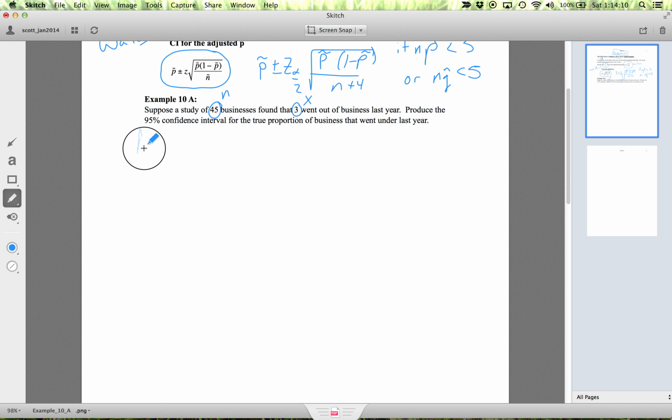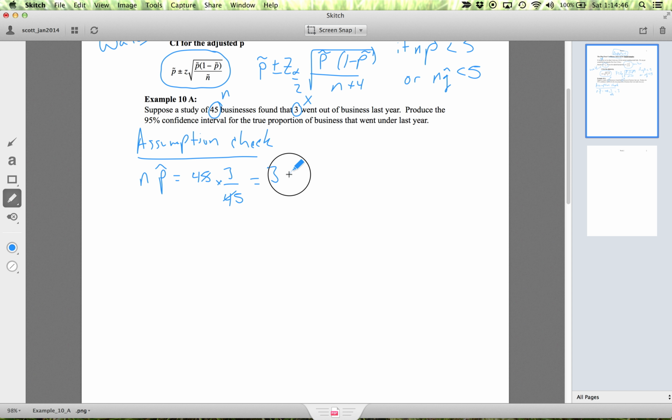Okay, so the first thing you should do is this assumption check. We want to know whether or not we're using the Wilson or the Wald. So we go n multiplied by p hat. Here n is 45, and p hat is just going to be the number of successes, which is 3 over 45. We're multiplying this together, these 45s will cancel, and we get this value to be 3. So this is obviously smaller than 5.